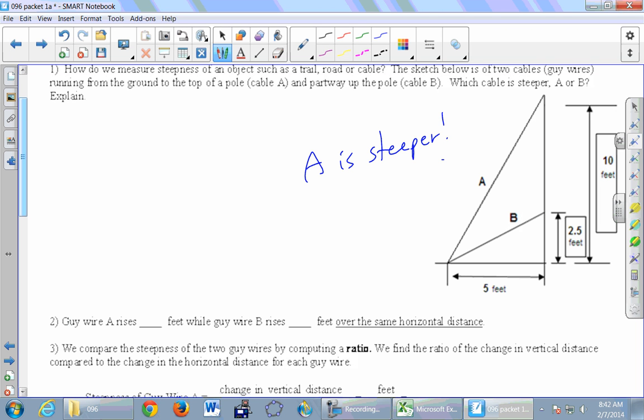But now we're going to be precise. Number 2 says that guy wire A rises blank feet. So how many feet up, just the vertical for wire A? It's 10, right? Because it's this 10 right over here. And that's exactly the same vertical distance that the pole covers. So guy wire A rises 10 feet, while guy wire B rises how much? Just 2.5. That's this piece in here. Over the same horizontal distance. How much horizontal distance do they each cover? It is 5 feet. And so clearly the one that covers more vertical in the same horizontal is the one that's steeper. Okay, so let's move on to 3.